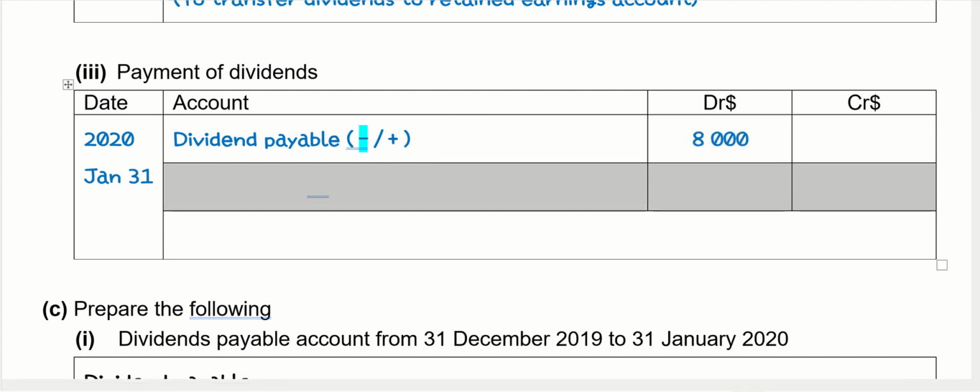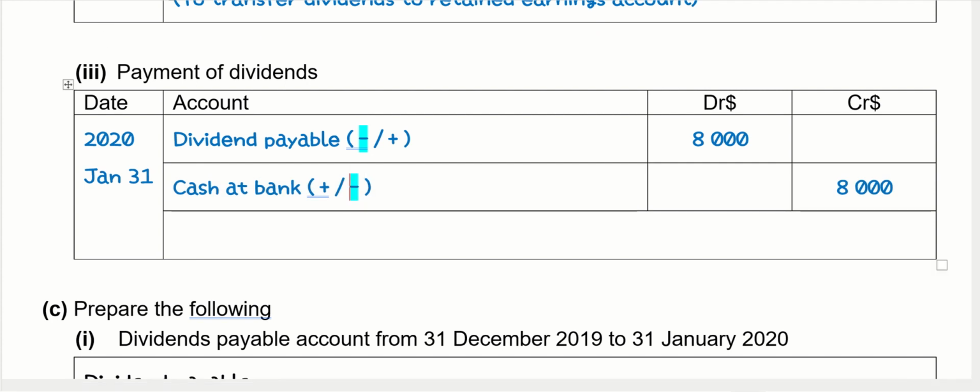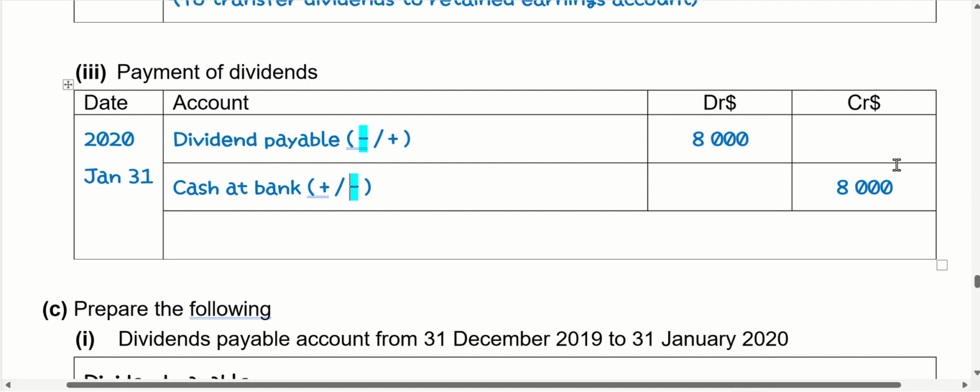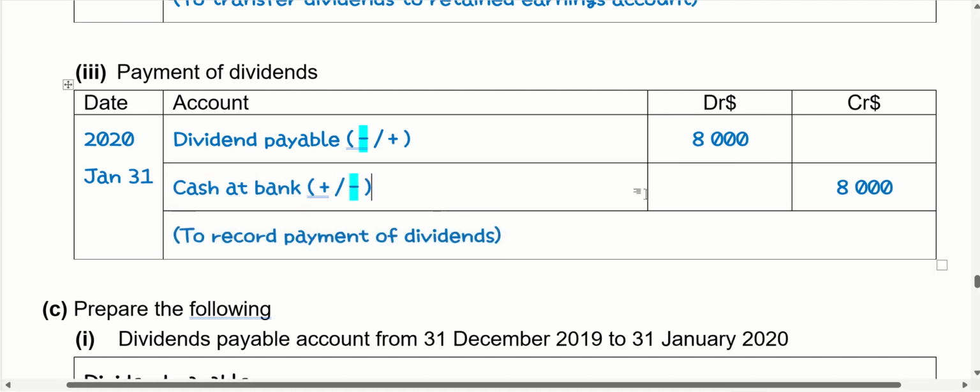Apart from that, you also record a credit cash at bank. Why credit cash at bank? Because you pay out. So credit cash at bank, you pay out from your bank account. The narration would be to record payment of dividends.